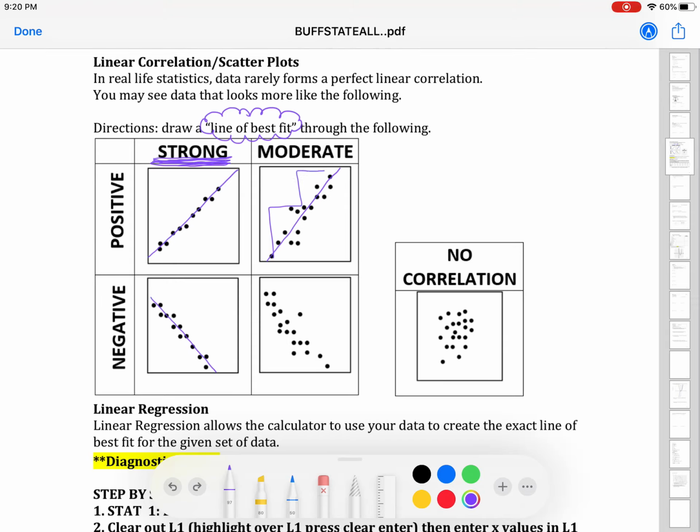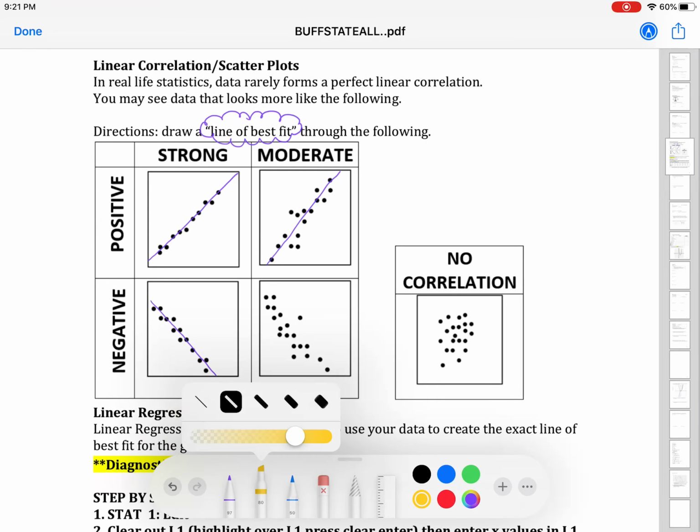It still kind of follows that linear pattern. As the values go up, they go right. It's certainly not constant, but the fact that it is not as close as the strong relationship is the reason it's called moderate.